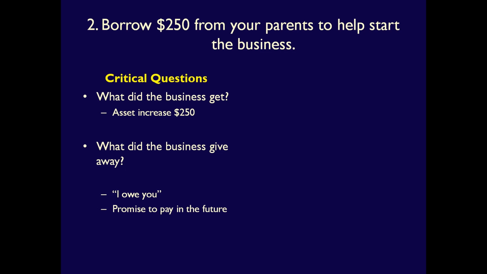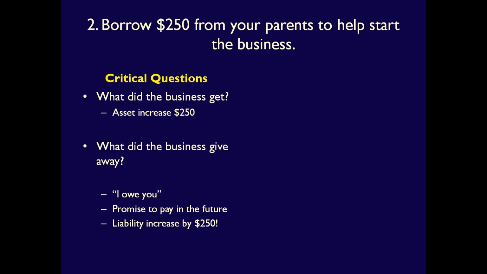When a business gives away an IOU, we record it as a liability because it meets the definition of a liability: owed, settled in the future, from a past transaction. In future transactions, you should therefore be able to answer the question, what did the business give away when the business takes out a loan?